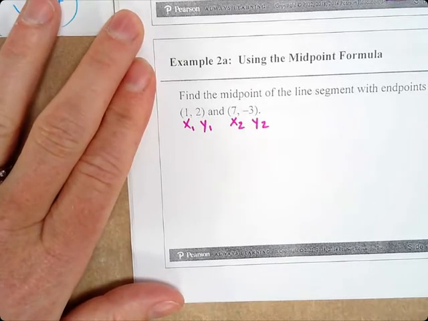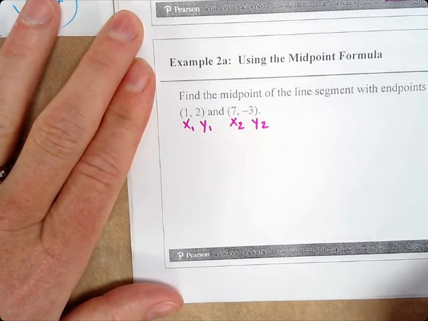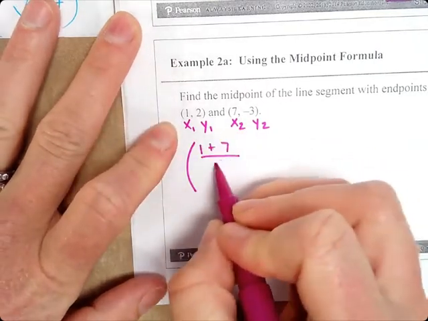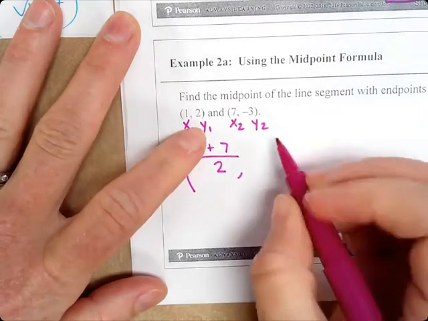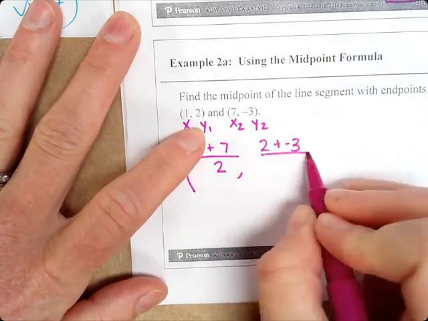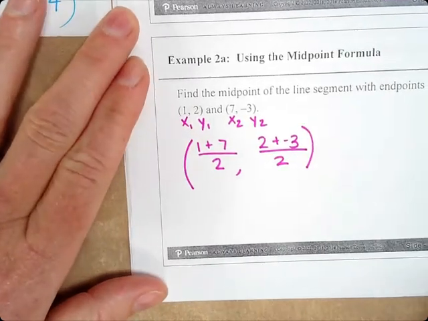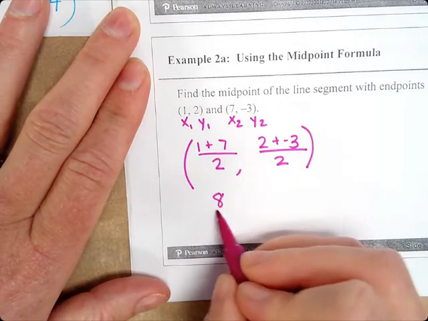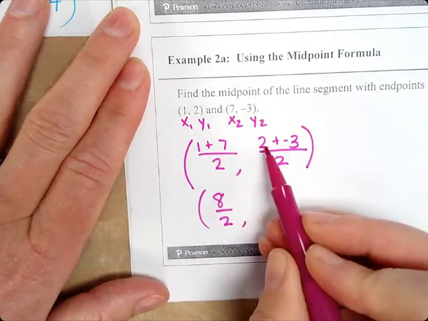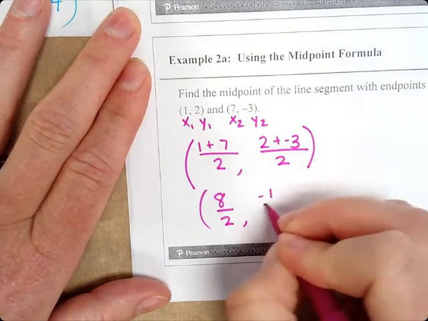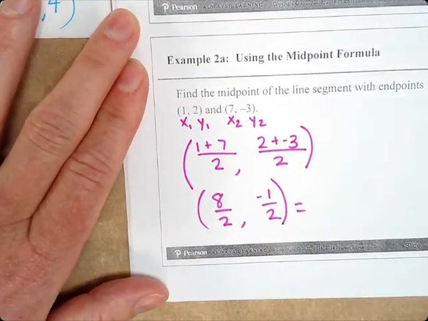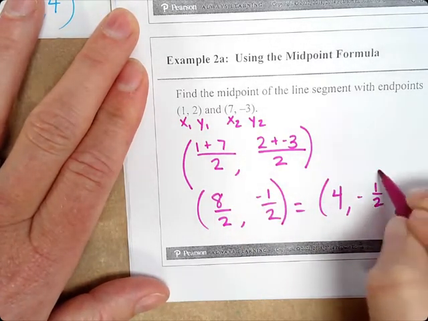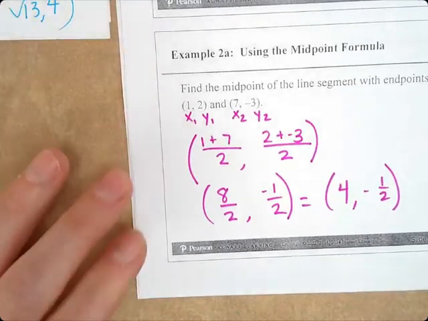So to find the midpoint, we add our x's, divide by 2 for the x value. So 1 plus 7 divided by 2. And then our y is 2 plus a negative 3 divided by 2. 1 plus 7 is 8 over 2. 2 plus a negative 3 is negative 1 over 2. 8 divided by 2 is 4. So it's 4 and then negative one half. That is our midpoint between those 2 points.